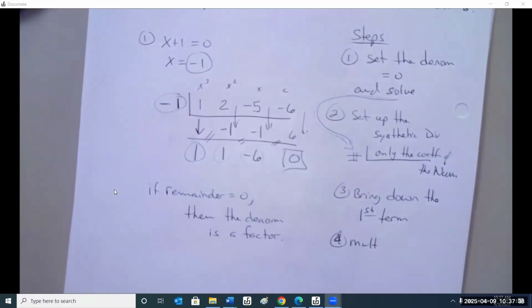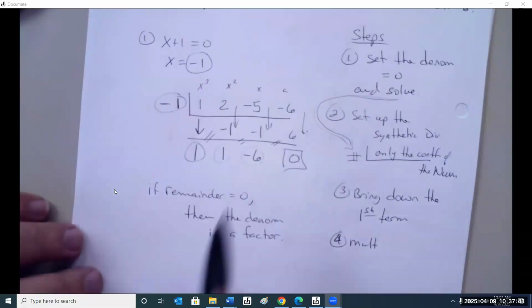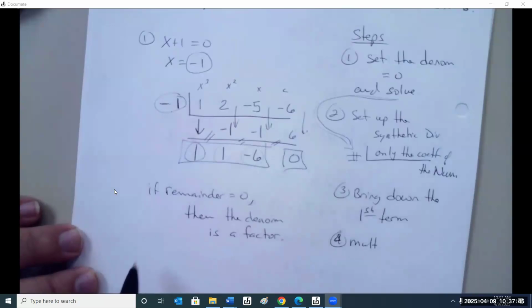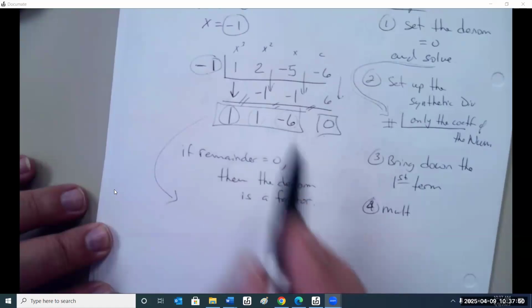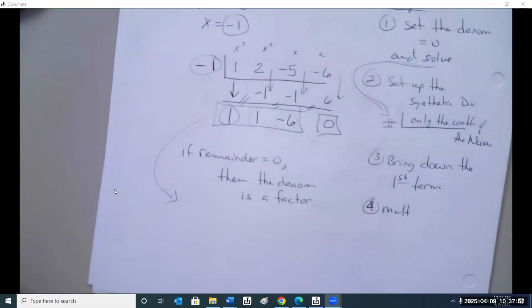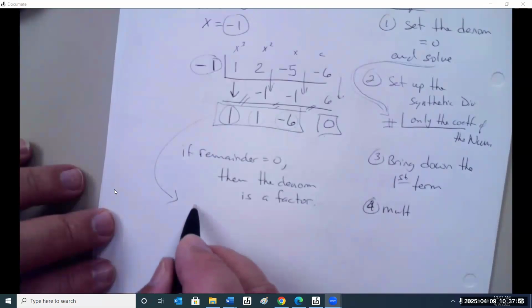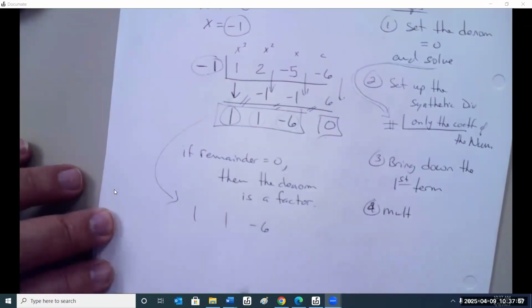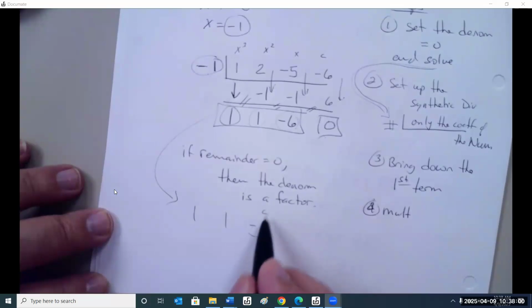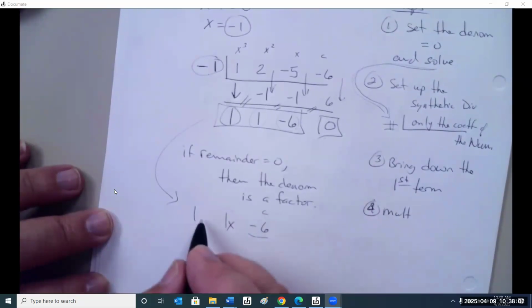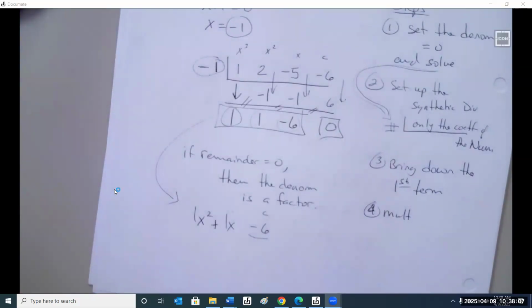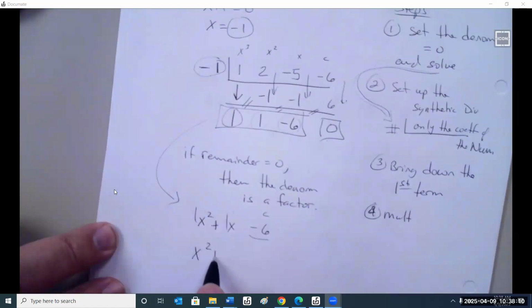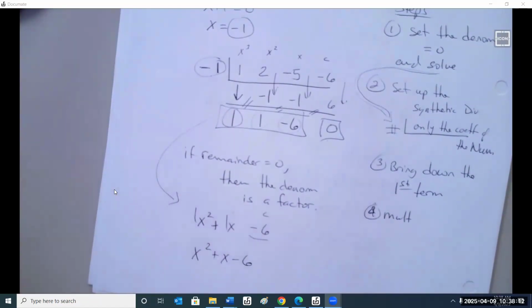But here's another thing. Remember when we did long division? We got the last part of the equation. That's what this tells us. If that's 0, these are the coefficients of my remaining polynomial. This is a constant. This is my x term, and this is my x squared. So the remaining polynomial is that.